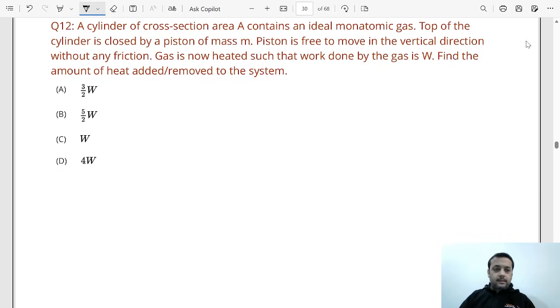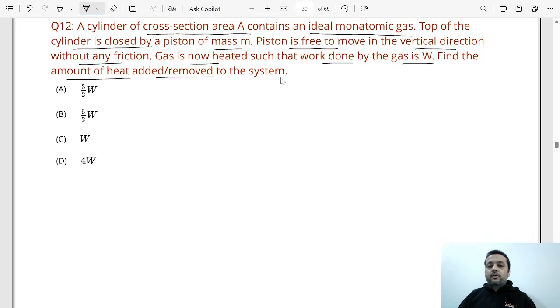Thank you so much. In this question, there is a cylinder of cross section area A, which contains an ideal monatomic gas. The top of the cylinder is closed by a piston of mass m. The piston is free to move in the vertical direction without any friction. The gas is now heated so that the work done by the gas is W. Find the amount of heat added or removed from the system.